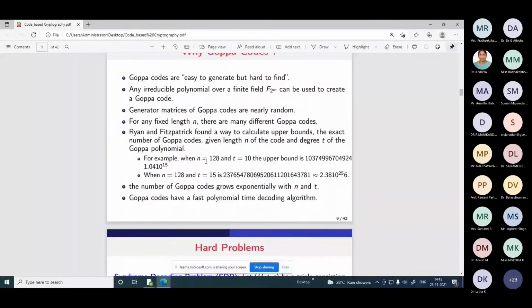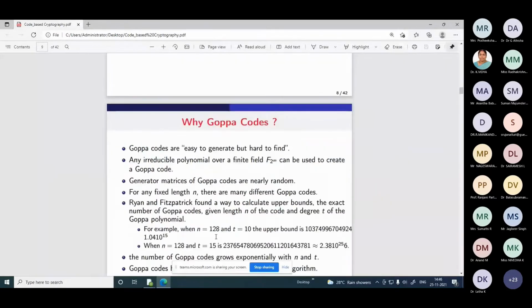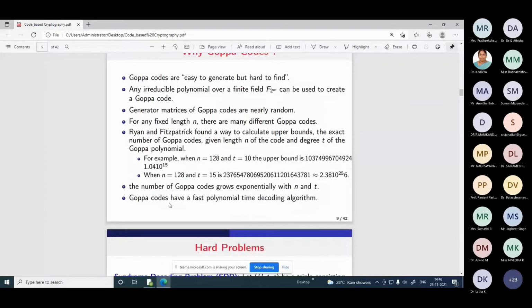And the generator matrix of Goppa codes is nearly random. So when you choose Goppa codes, you will have a generator matrix that looks like a random matrix. From the matrix, you cannot identify what code has been used. So it will look nearly random. And for a fixed length n, there are many different Goppa codes.